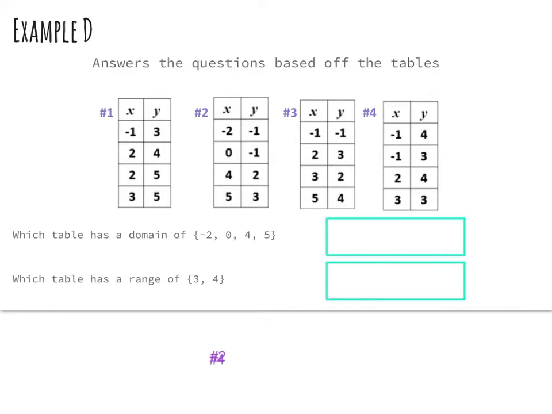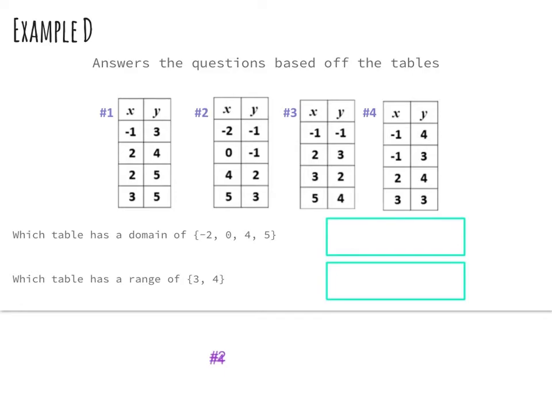So for example, table number 1 does not have a -2 in it, it doesn't have a 0 in it, it doesn't have a 4 in it, and it doesn't have a 5 in it in the x values or in the domain. So I know table number 1 cannot be correct for the first problem. The second table has -2, 0, 4, and 5. It has all of the domains that we're looking for. It has all of the x values. So number 2 is probably correct, but let's just check number 3 and 4 to make sure.